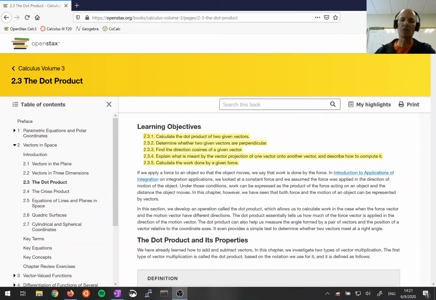The learning objectives are here at the top of the section, and you're going to be responsible for all of those objectives. Calculating the dot product of two vectors is relatively straightforward. We'll see that in a moment. Figuring out when they're perpendicular, again, just relies on the dot product. Finding the direction cosines of a given vector, not super important, definitely a low priority objective, but a nice application. And then talking about vector projections, this is really important. This is how we take vectors that are kind of just floating in space and we project them onto directions that we care about. And finally, we'll talk about a physical application called work.